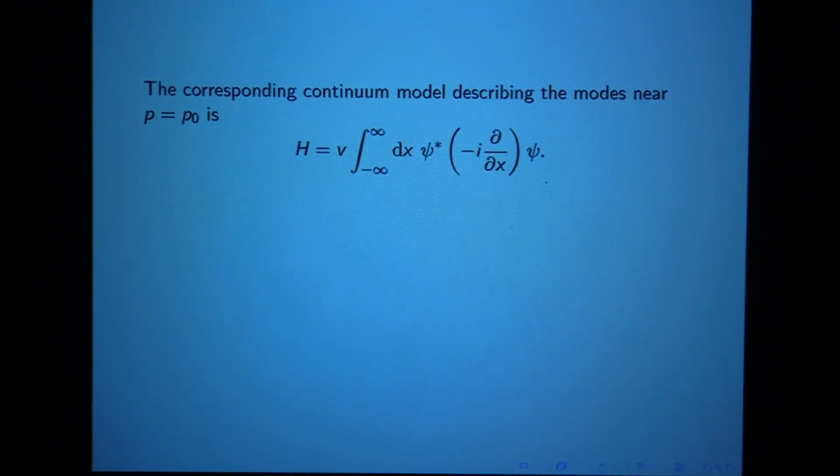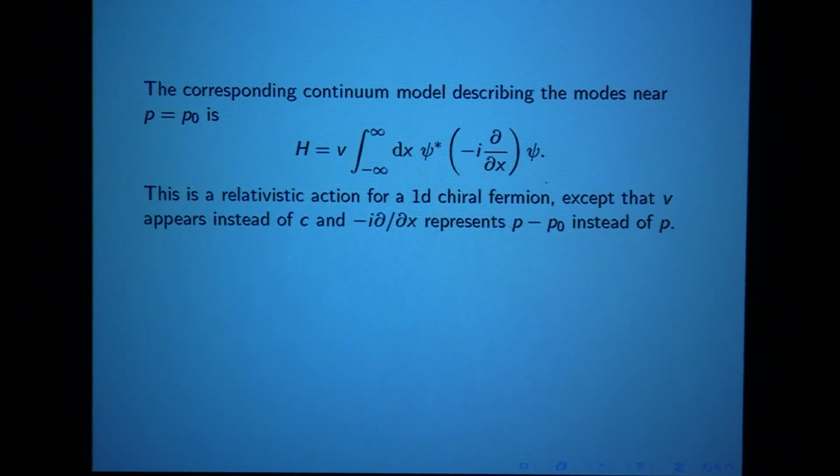Now we could make a corresponding continuum model describing the modes near p equals p0. The continuum model for a one-component massless electron would be a Hamiltonian, which is just psi star times p, but p is minus i d by dx times psi. That would be the standard Hamiltonian for a one-component massless electron in one dimension. This is a relativistic Hamiltonian for a one-dimensional chiral fermion, except that relativistically the velocity would be the speed of light. And also, minus i d by dx is p relativistically, but it's p minus p0 in the condensed matter system.